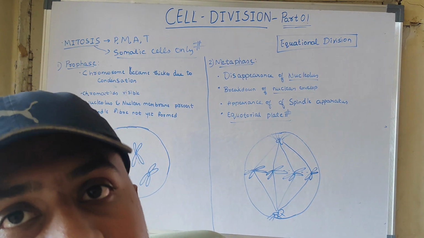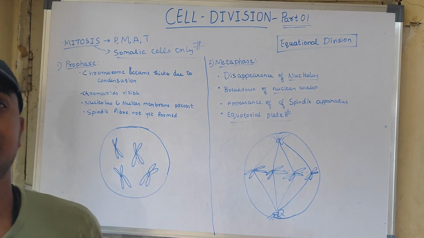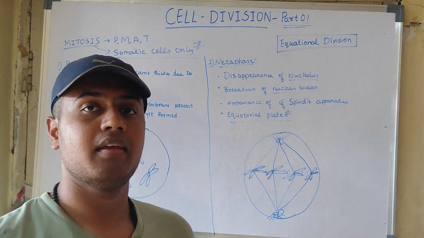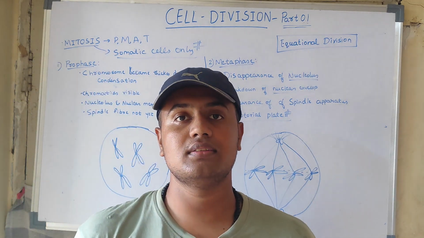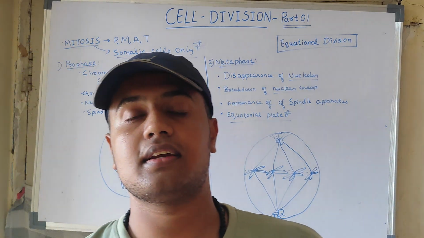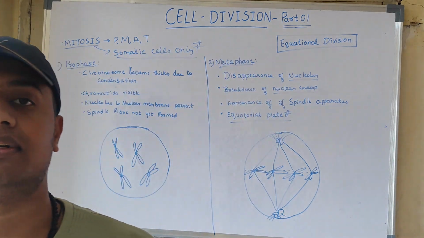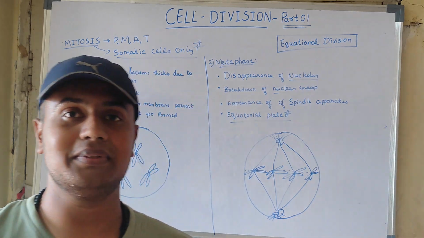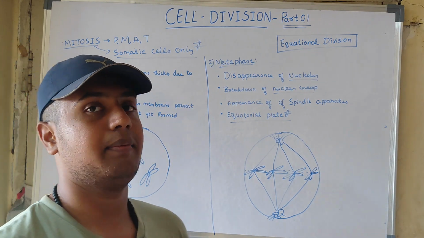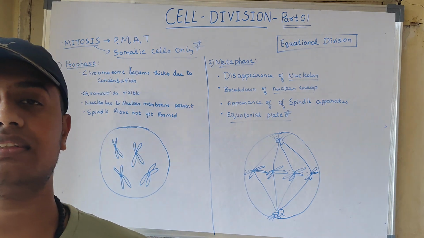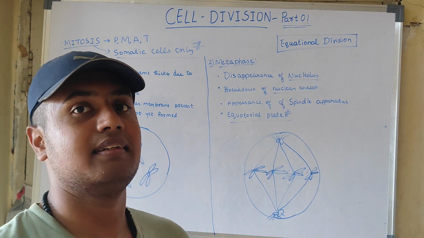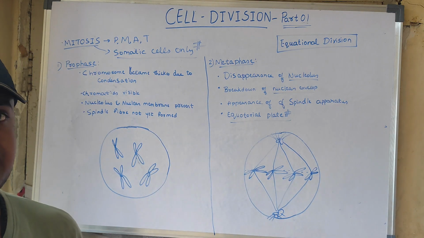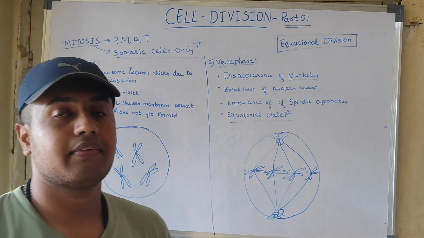Okay guys, next let's move on to the divisional phase. In the divisional phase there are two phases, mitotic phase and meiotic phase. Each phase is divided into four subphases, that is prophase, metaphase, anaphase, telophase. Let's remember PMAT. This is the code word PMAT. Prophase, metaphase, anaphase, telophase.